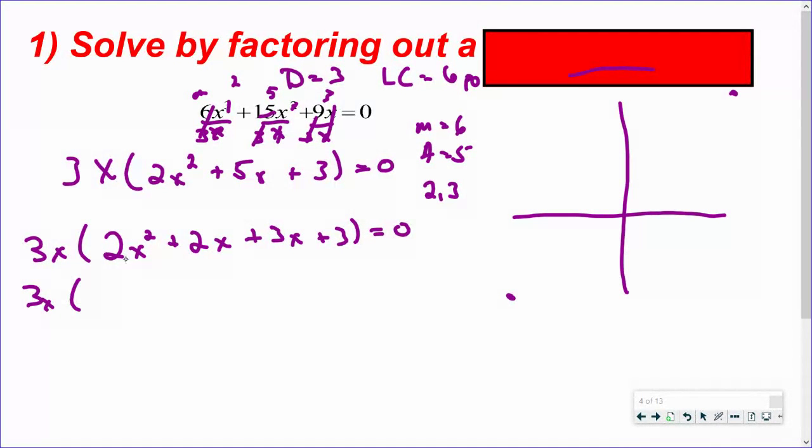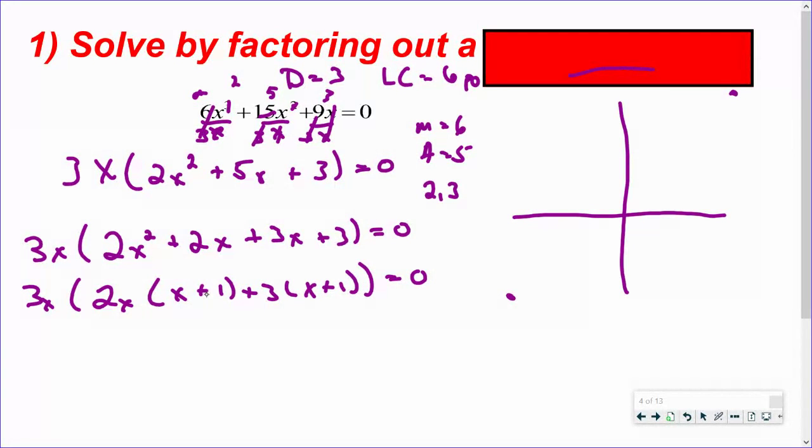Now I look at these first two terms. What can I take out of both of those? I can take out a 2x, and I'm left with x plus 1. I can cross off the 2's, and the x's go down by 1. 2x divided by 2x is simply 1. Then I look at the back. Well, I think I can factor out a 3.